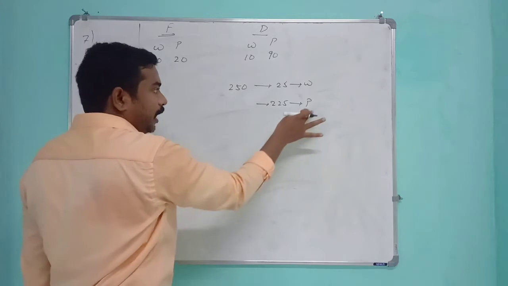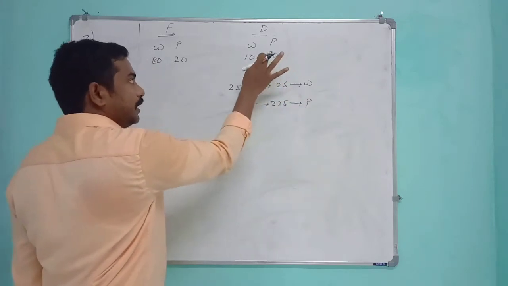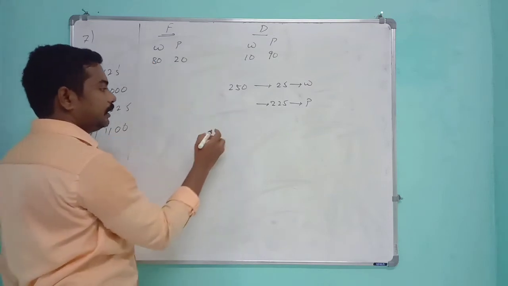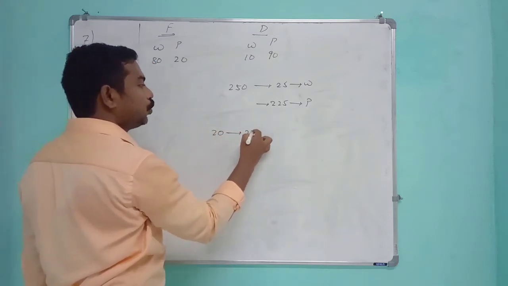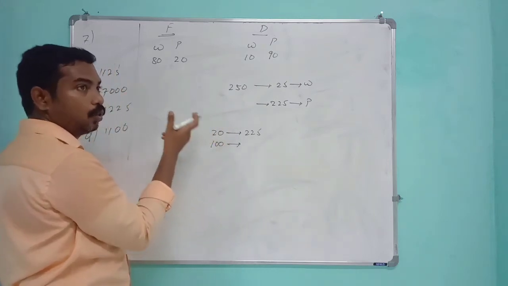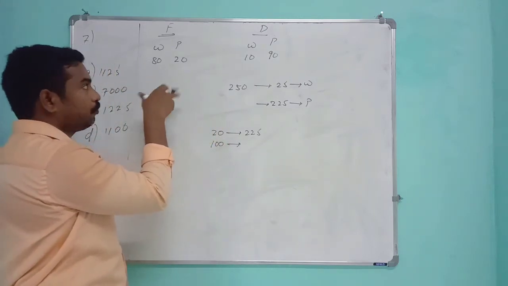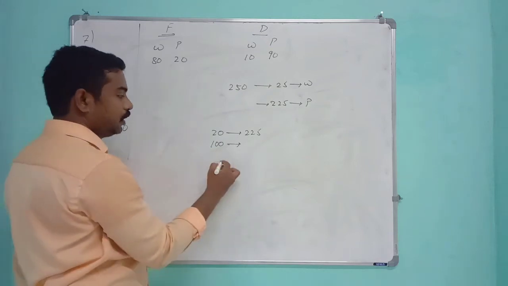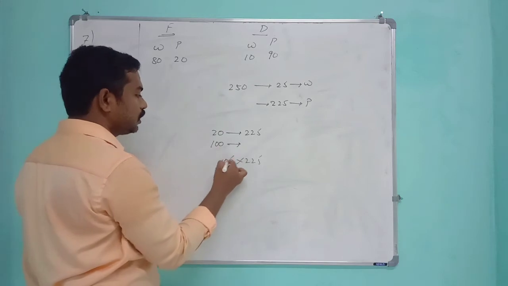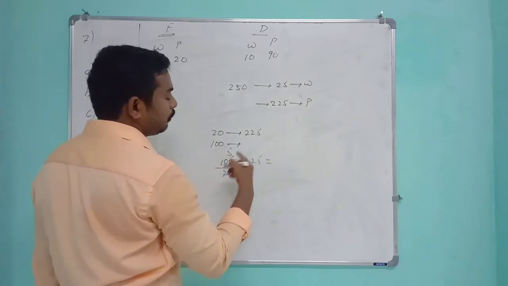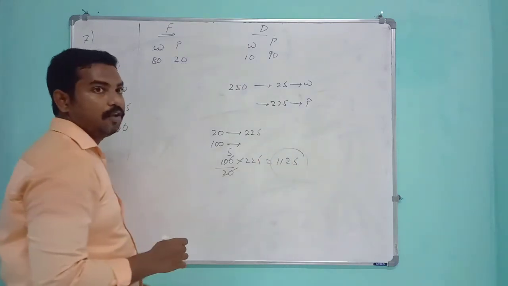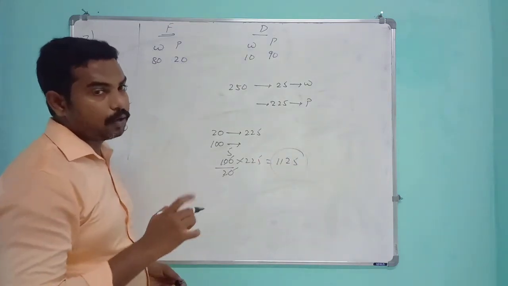This 225 pulp, which is 90%, is equal to the 20% pulp of the fresh grapes. That means if 20% is 225, what is 100%? Because he is asking to find the total weight, the 100%. Therefore 100 by 20 into 225, that is 1000 plus 125, which is 1125. The original weight of the fresh grapes is 1125.